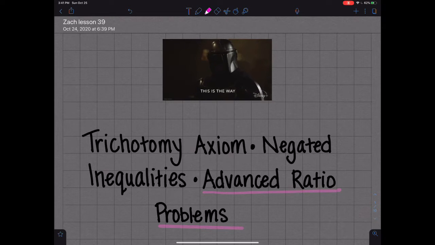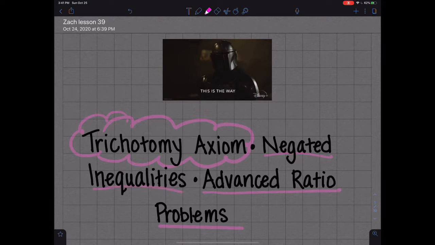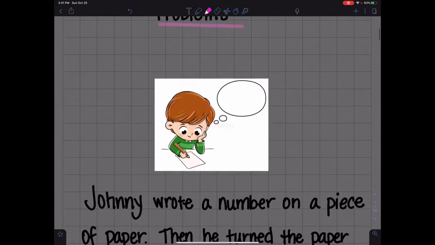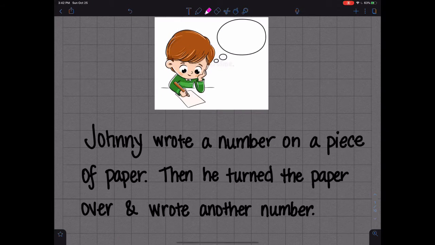go over is kind of a new concept, which is simple and I think kind of interesting, which is this trichotomy axiom. And then after that, we're going to go over negated inequalities. So a lot to go over, so I'm just going to jump right in, okay? So the trichotomy axiom, that's the first part. That starts on page 156, and it basically says this.